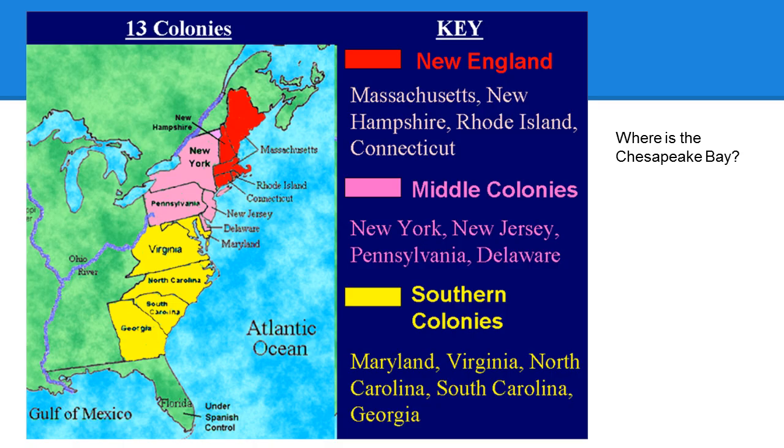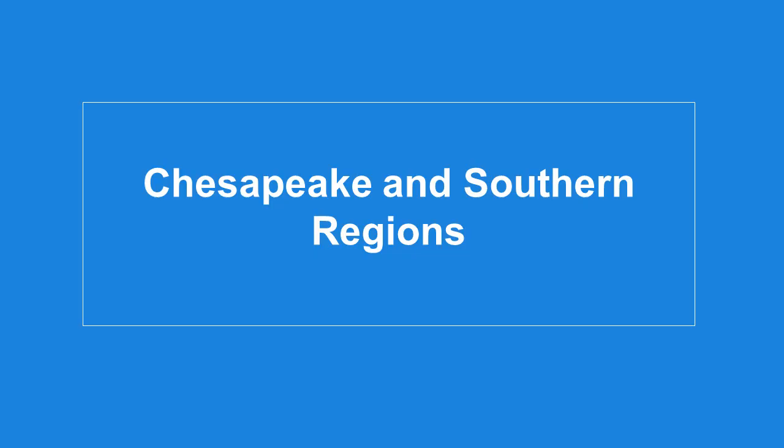Here's a list of all 13 of the original colonies and what group they belong to, whether it was New England, Middle Colonies, or Southern Colonies. Make sure that you can place and color code them on the map. So let's start in the South.